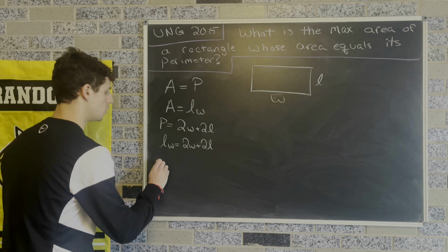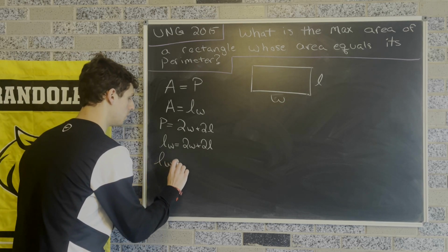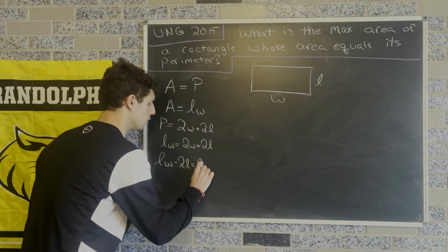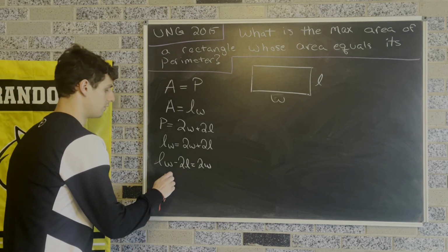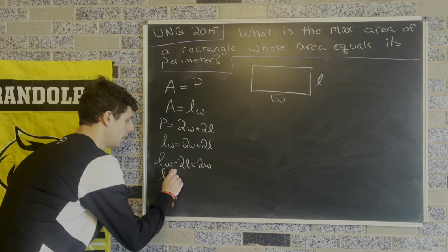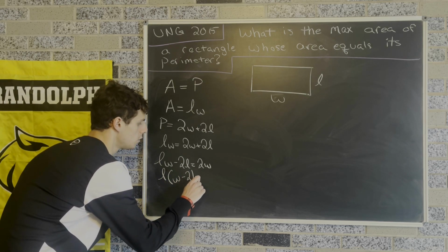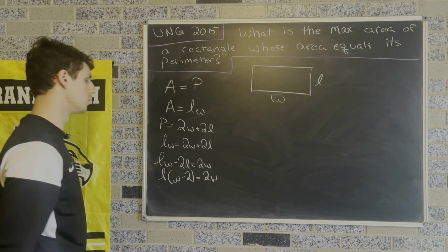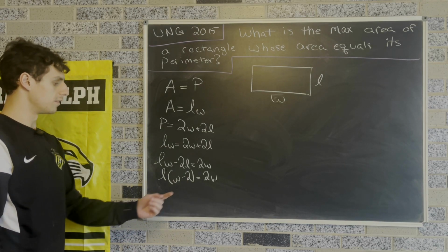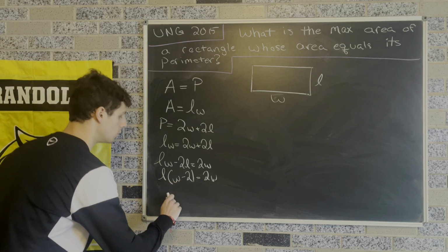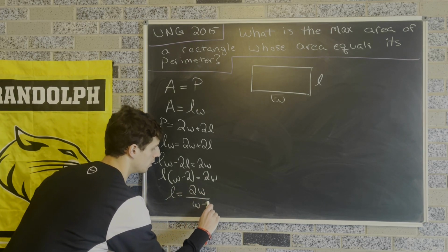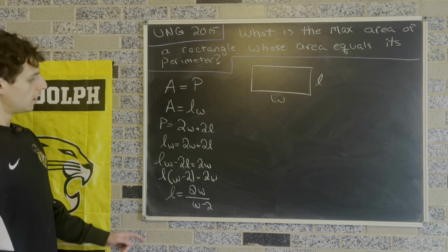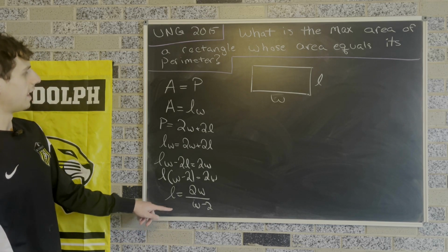So we're going to move this 2l across. So we have lw minus 2l is equal to 2w. And then we're going to factor l out of this left-hand side, and we get l times (w minus 2) is equal to 2w. And then dividing both sides by w minus 2 gives us l equal to 2w over w minus 2.